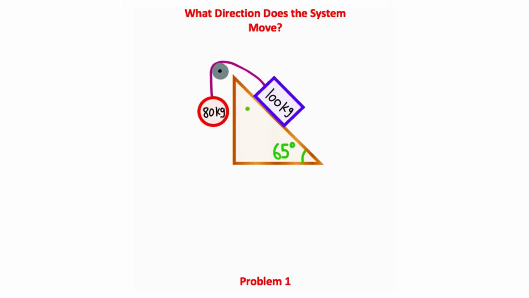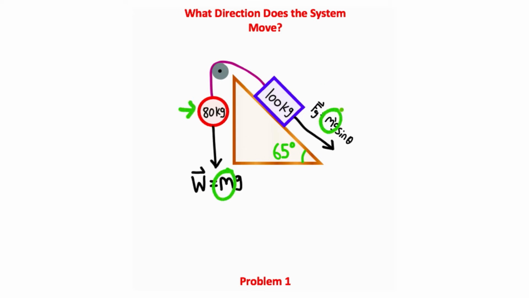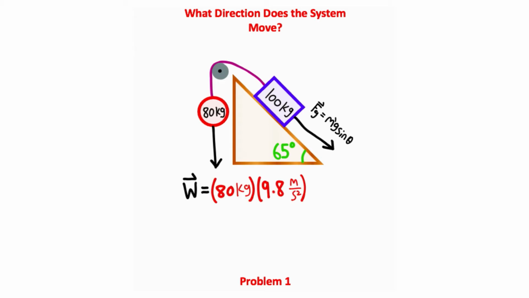So I need an equation that represents the force due to gravity of both objects. And the two equations I need are these two equations right here, where m represents the mass of the 80 kilogram object and m prime represents the mass of the 100 kilogram object. I'm going to start by calculating the weight force of the 80 kilogram object. We have m times g, which is going to be 80 kilograms times 9.8 meters per second squared. This is gravitational acceleration on Earth. 80 times 9.8 should give you 784 newtons.